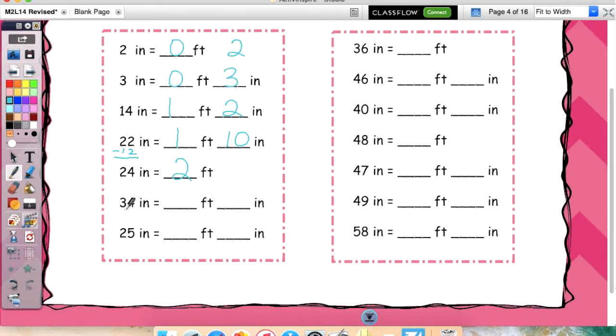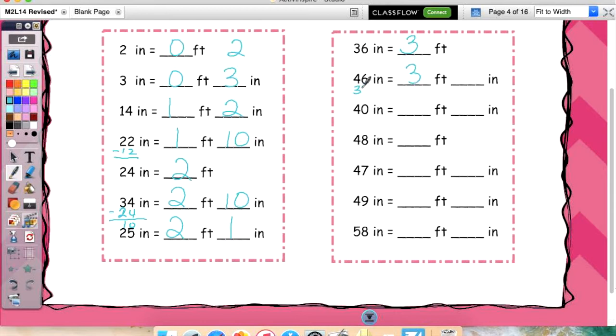Okay. 34 inches. 2 feet and 10 inches. So I'm going to subtract, what am I going to subtract from this? 24. It gives me 10. 25 inches, 2 feet. 1 inch. You guys are very good. Okay, 36 inches, 3 feet. Now I know that 12, 24, 36, 48, this is not 4 feet yet. So it's still 3 feet.